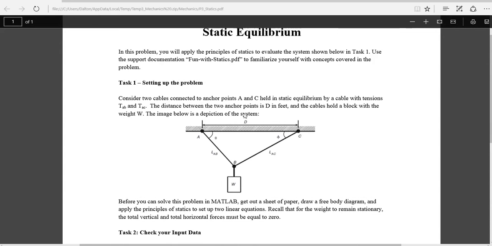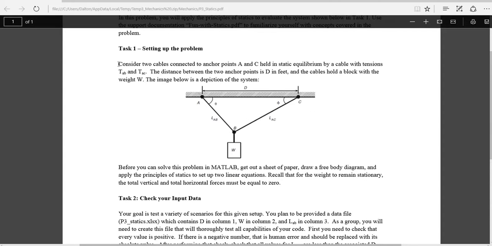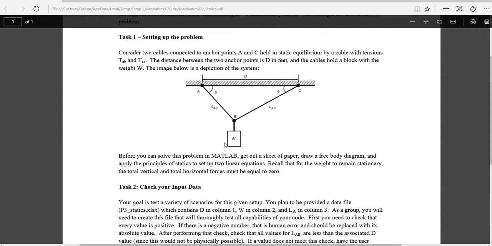So this particular statics problem, we use MATLAB to solve it. And this is the problem. This is the picture. Consider two cables connected at anchor points A and C and held in static equilibrium by a cable with tension AB and tension AC. The distance between the two anchor points is d in feet. The cables hold a block with the weight W. The image below is a depiction of the system.